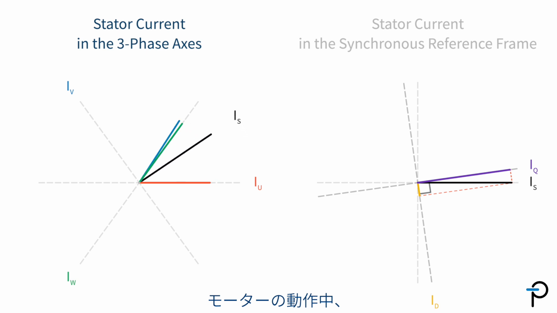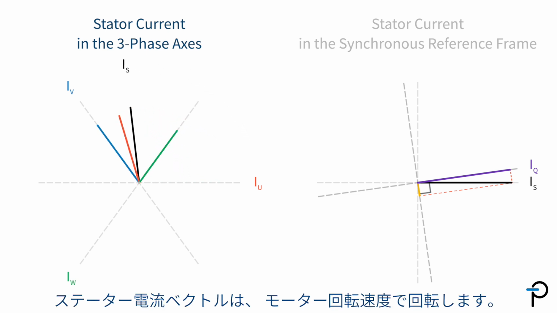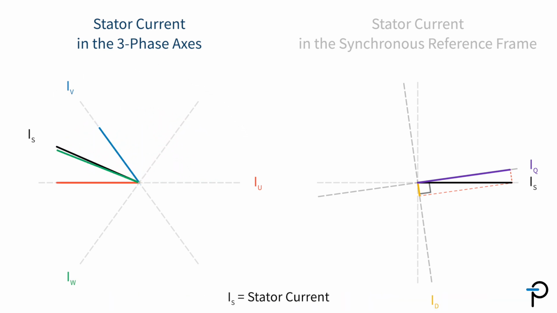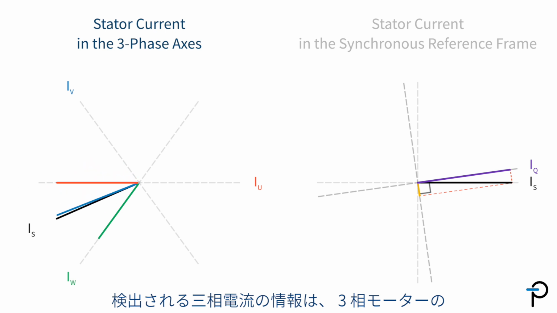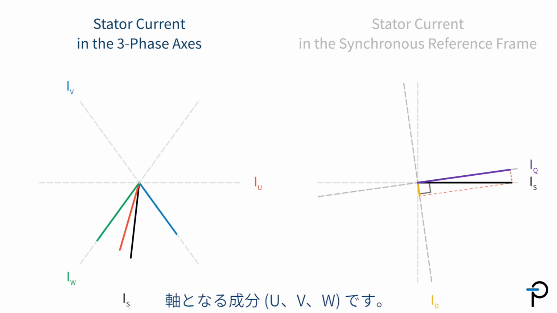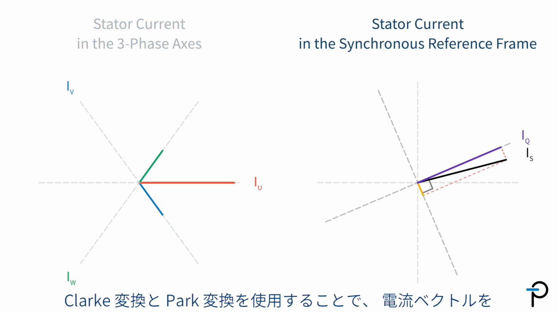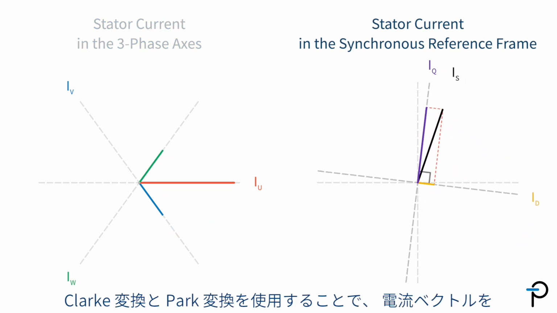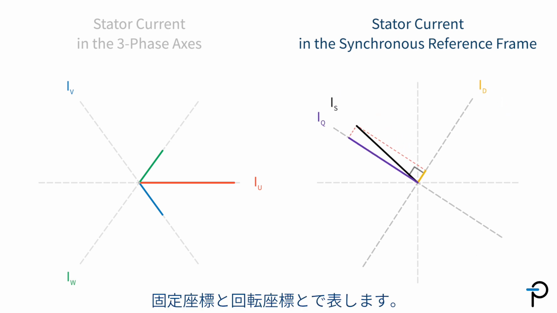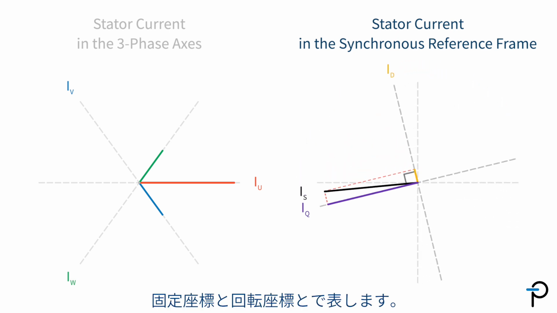During operation, the stator current vector will be spinning at the motor rotational speed. The sensed three-phase current information are its components in the three-phase motor axes, U, V, and W. We use the Clarke and Park transforms to represent the current vector in the stationary and synchronous reference frames.